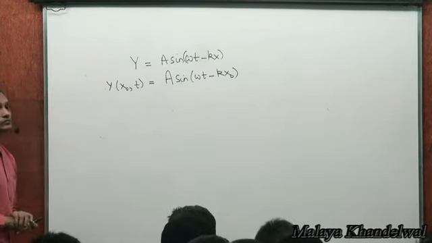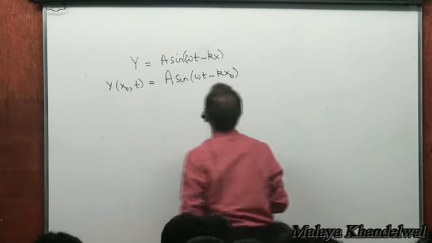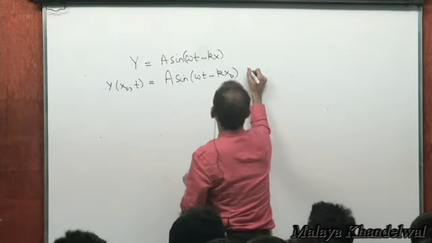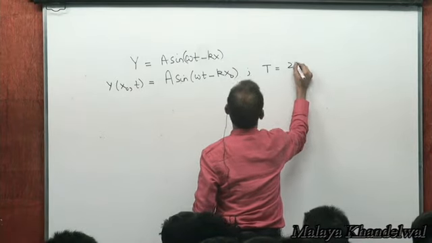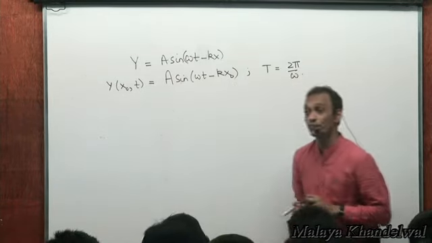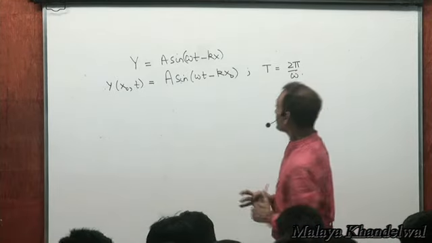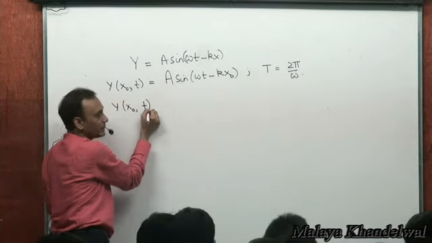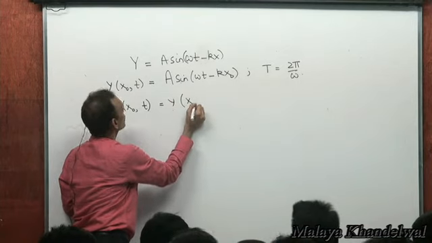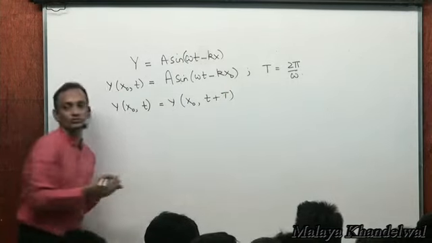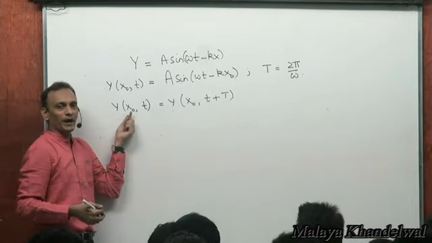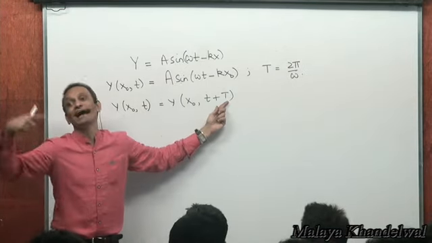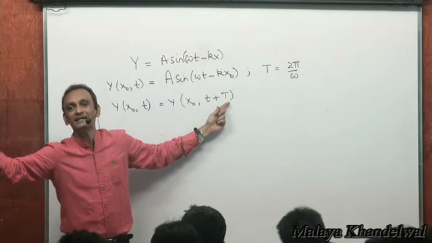Now, this particle has time period which is 2 pi by omega. That means y at x naught at a given instant of time t is the same as y at x naught at a time t plus capital T. Yes or no? This is the displacement of a particle at x naught at a given instant of time t, and the same displacement for the particle gets replicated capital T seconds later.